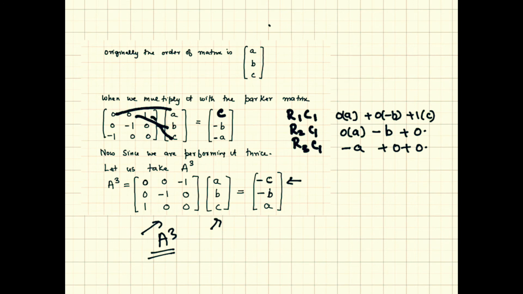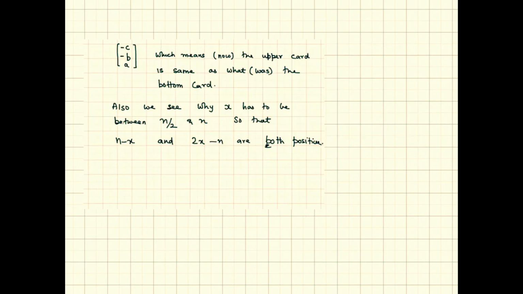So what do we have on top? Minus C. Now the top part which we are holding, minus C, we are going to drop it at the top. So the topmost card is now going to be the lowest card which we started with. Which means now the upper card is same as what was the bottom card. So this is how we use the Parker matrix to show this.